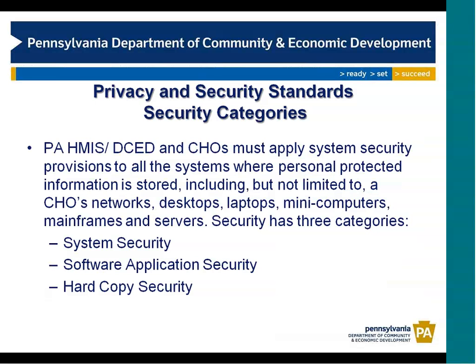Okay, now we're going to go into the security categories and security itself. PAHMIS, DCED, and CHOs must apply system security provisions to all systems where personal protected information is stored, and this includes but is not limited to the networks, desktops, laptops, mini computers, mainframes, and security for which access and storage of this data is done on. Now, security has 3 basic categories. There's system security, software application security, and hard copy security.